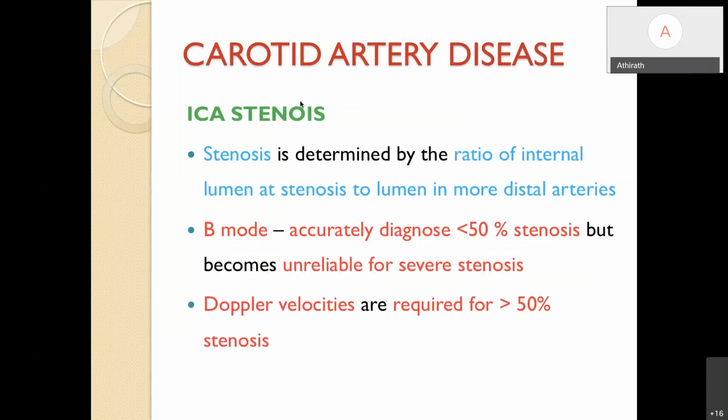Now coming to the first indication, that is carotid artery disease. There can be an ICA stenosis or an ICA occlusion, where the findings will differ. Carotid stenosis is determined by the ratio of the lumen at the stenosis to the lumen in the more distal arteries. B mode can accurately diagnose any stenosis which is less than 50%. But as the stenosis increases, it is very unreliable. Therefore, you require the Doppler velocities to grade the stenosis severity.